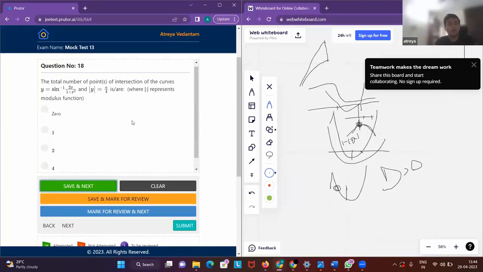Total number of points of intersection of the curves sine inverse of 2x by 1 plus x squared, and mod of y equals plus or minus 4. So y is equal to plus or minus 5 by 4. So sine of 5 by 4 is plus or minus square root of 2, which means essentially we want the solutions of 2x by 1 plus x squared is equal to plus or minus 1 by root 2, which means x squared plus 1 is equal to plus or minus 2 root 2 x. That's what we want. And which means x squared plus or minus 2 root 2 x plus 1 is equal to 0.